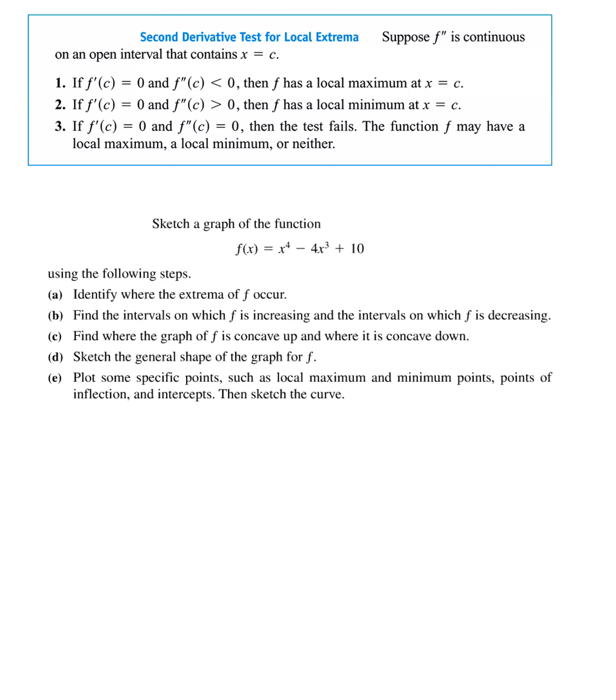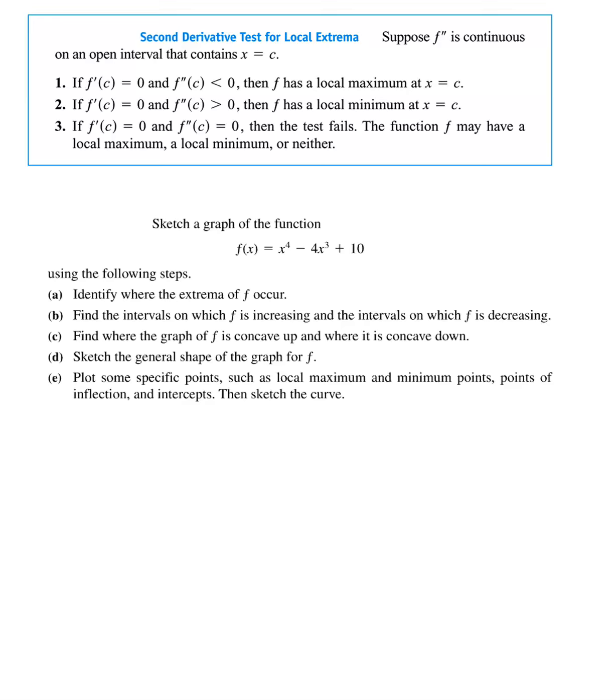Sketch a graph of the function f of x equals x to the power 4 minus 4x cubed plus 10 using the following steps. A. Identify where the extrema of f occur. B. Find the intervals on which f is increasing and where it's decreasing. C. Where the graph is concave up and concave down. D. The general shape of the graph. And E. Plot some specific points such as local max, min, points of inflection, intercepts, and so on, and then sketch the curve.